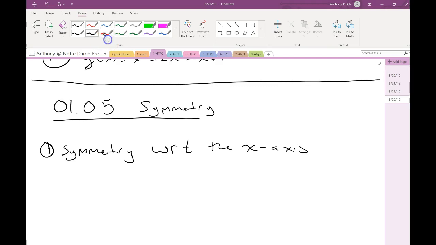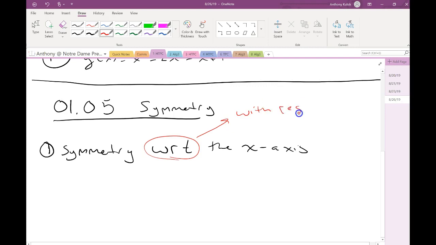So I'm going to abbreviate the phrase "with respect to" as WRT. That's a common mathematics abbreviation since it's a phrase that happens regularly in definitions. So I'll abbreviate "with respect to" as WRT.